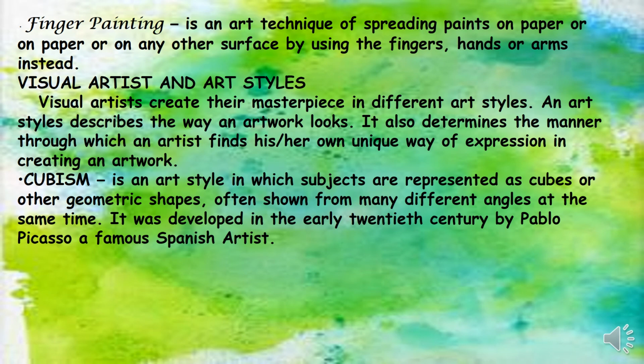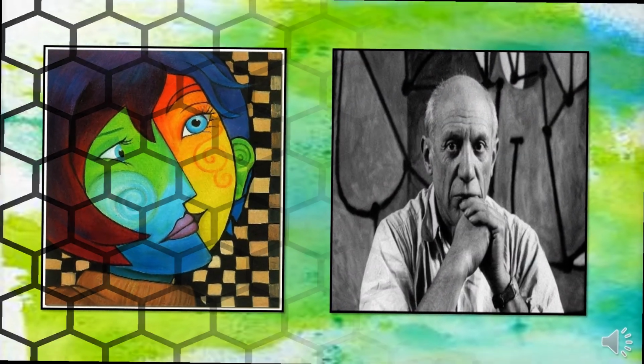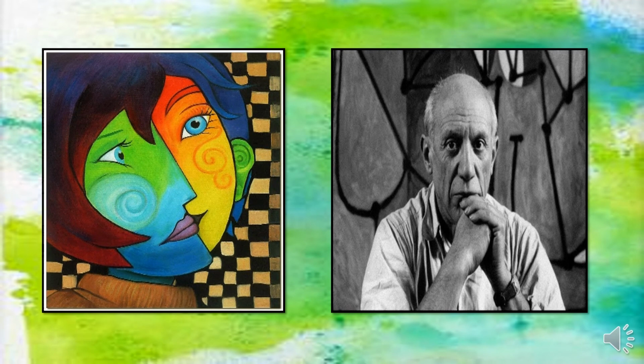Cubism. Cubism is an art style in which subjects are represented as cubes or other geometric shapes, often shown from many different angles at the same time. It was developed in the early 20th century by Pablo Picasso, a famous Spanish artist. Here are examples of artwork made by Pablo Picasso.